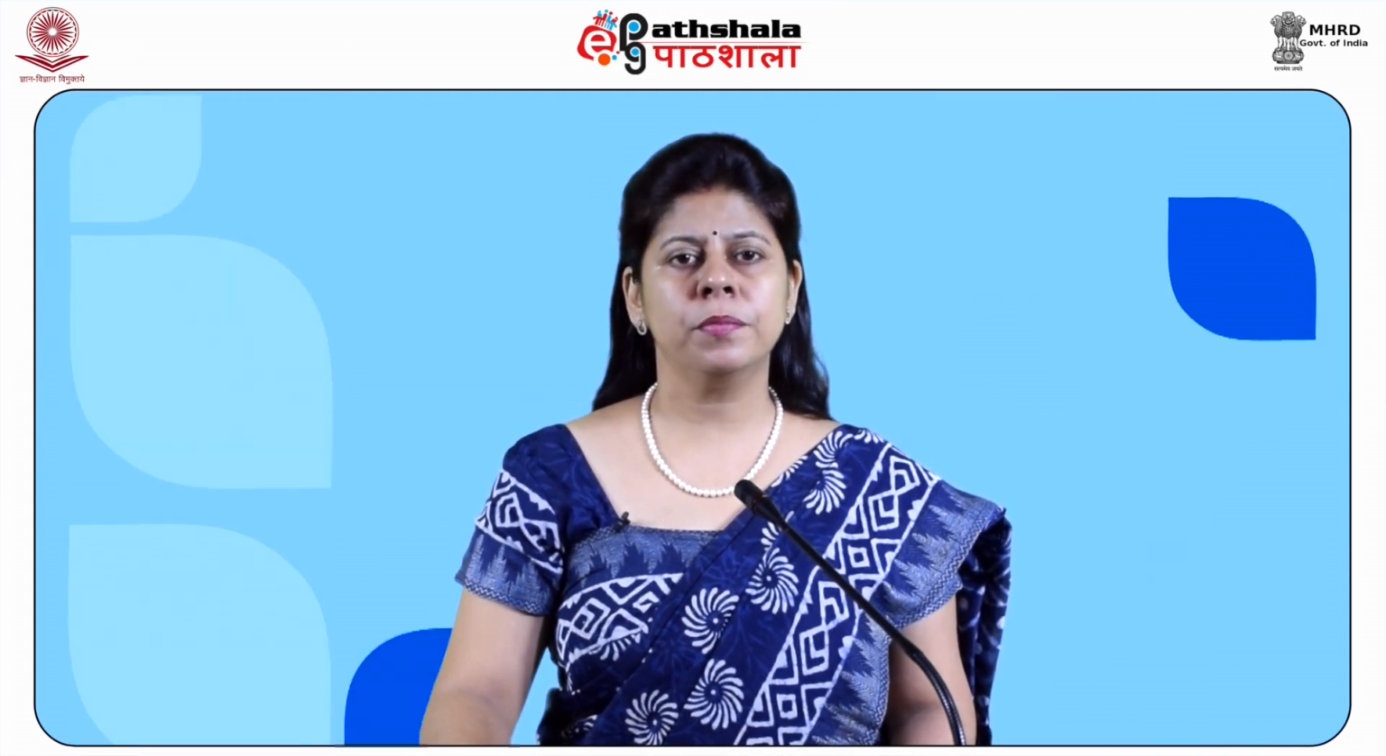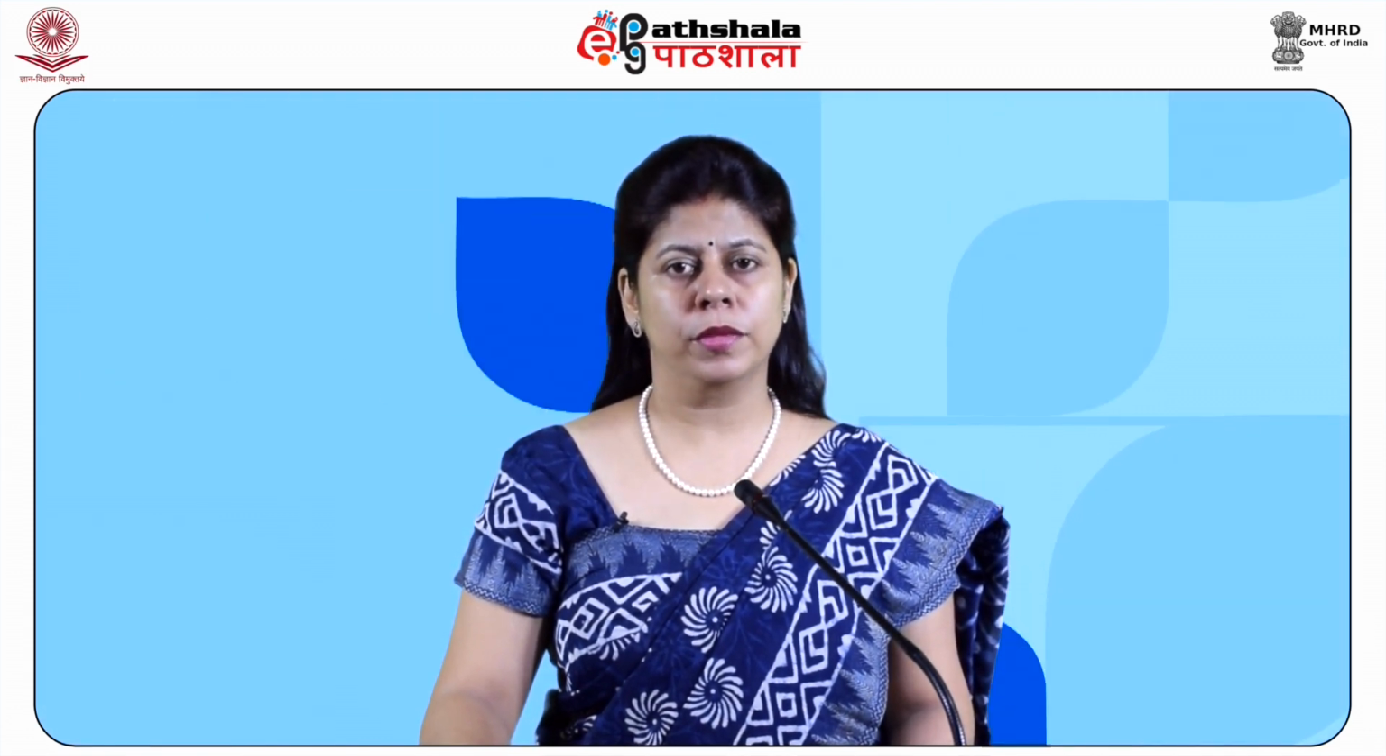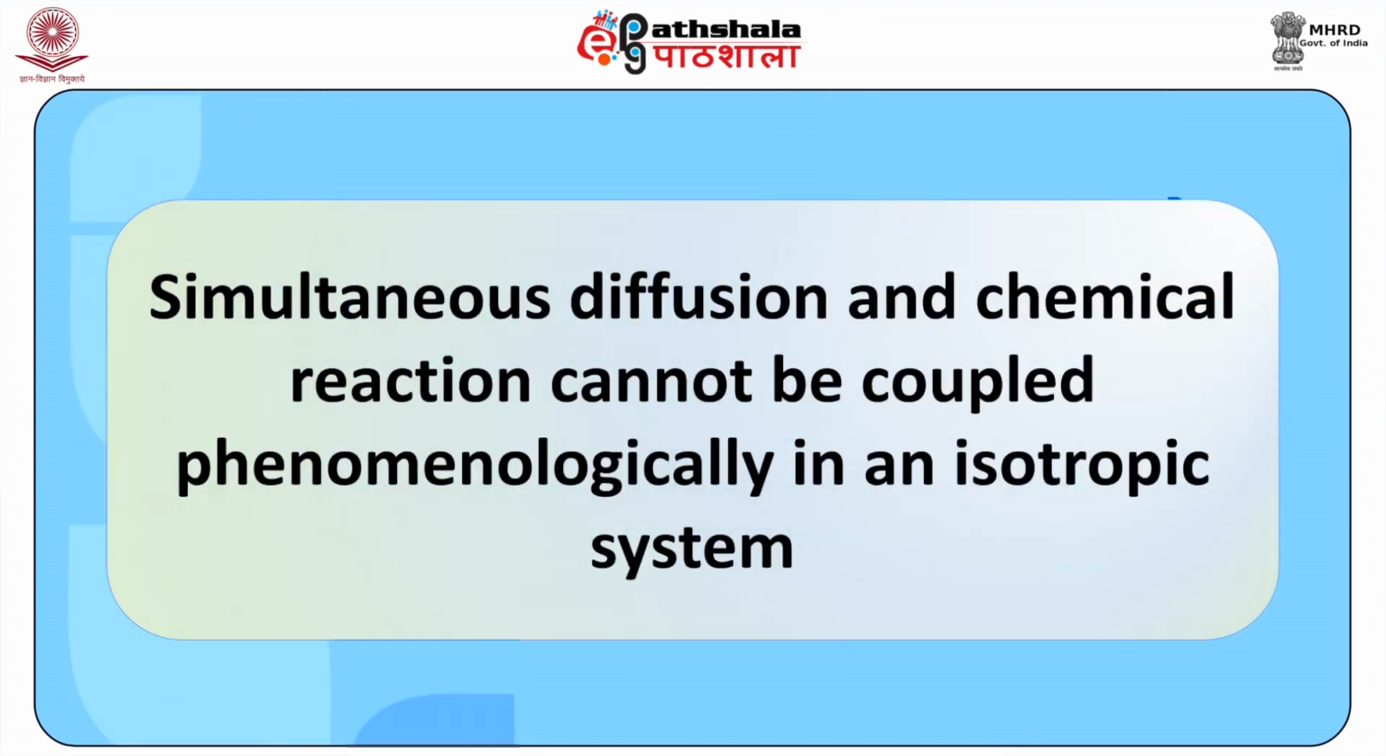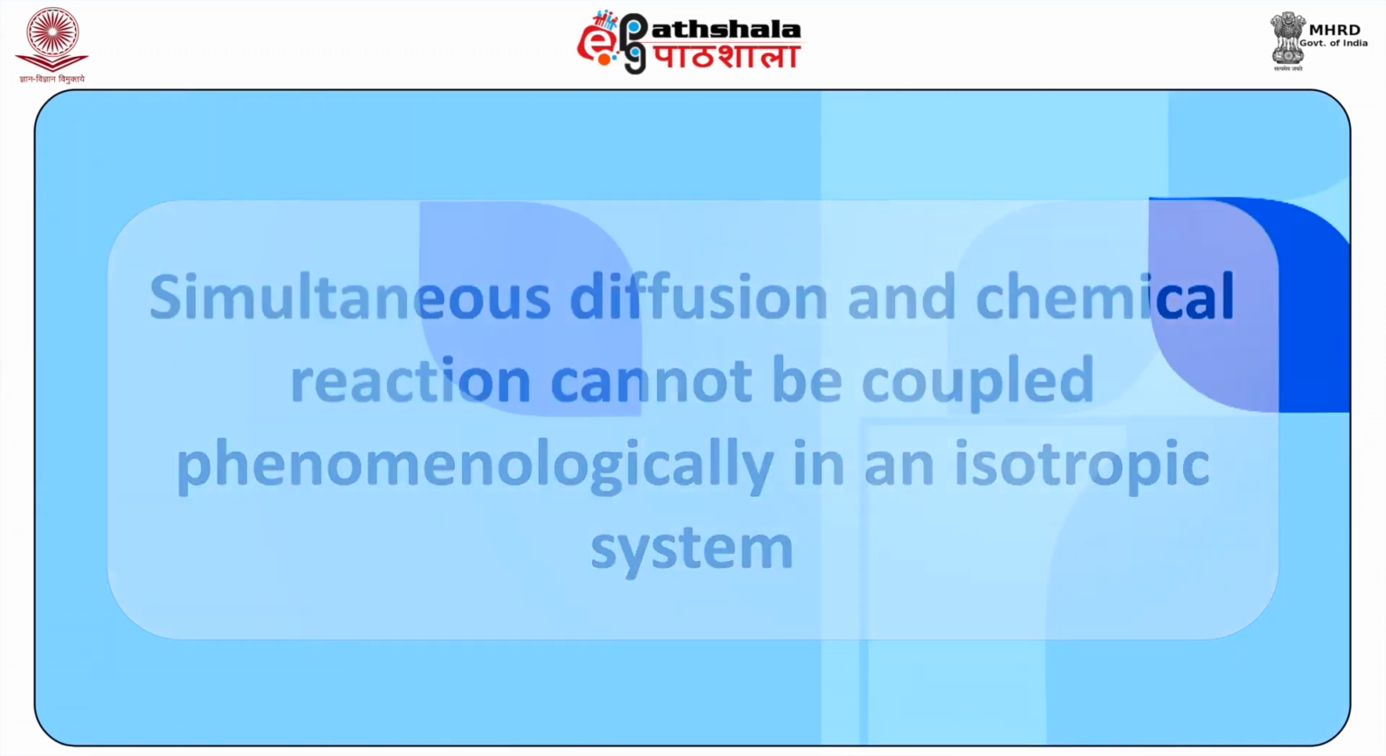It was extended by Prigogine to irreversible systems in flow. An important conclusion from this principle is that simultaneous diffusion and chemical reaction cannot be coupled phenomenologically in an isotropic system.